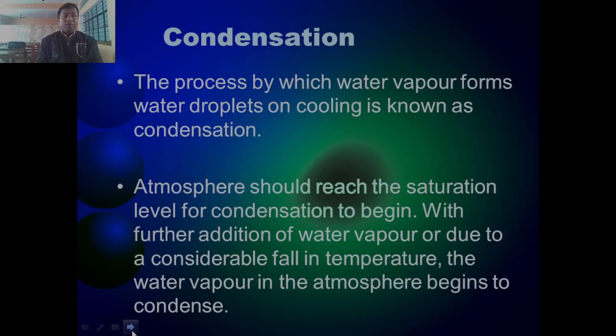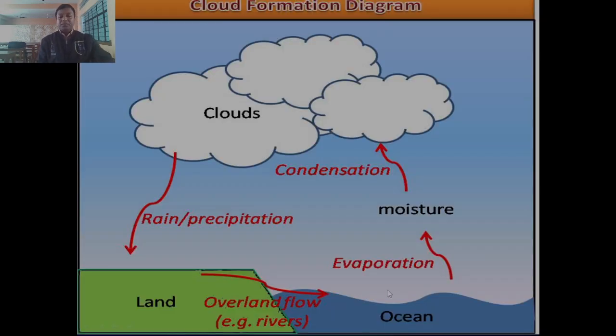With further addition of water vapor or due to a considerable fall in temperature, the water vapor in the atmosphere begins to condense. Look at this picture. Here you see evaporation from these water bodies, and as you see moisture laden winds, that means water vapor, rises up, and from this point it gets condensed, and after that it forms clouds, and these clouds may come to the ground in terms of rain, hail, and different forms of precipitation.